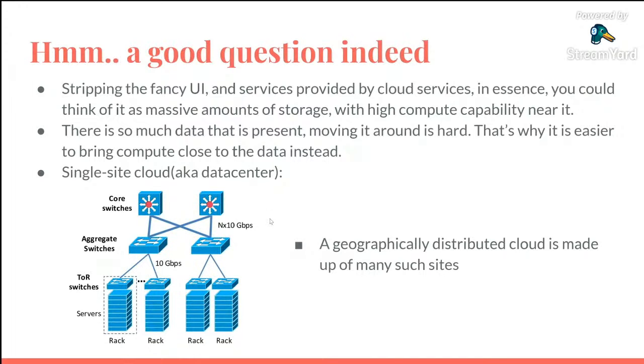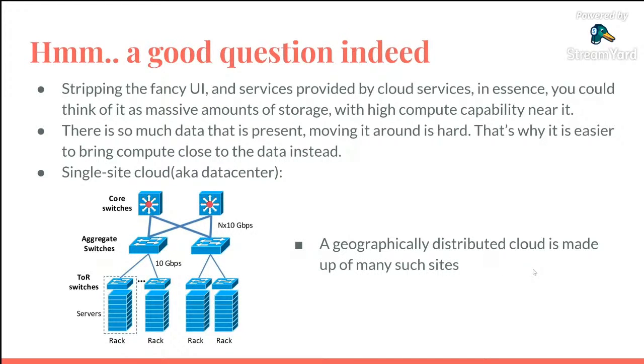If you have done the quick labs, you might see them keep talking about zones like US Central 1A, B, C. Each of A, B, and C will be one such data center. And then you have US East, West, and so on. Multiple data centers interconnected is known as a geographically distributed cloud.